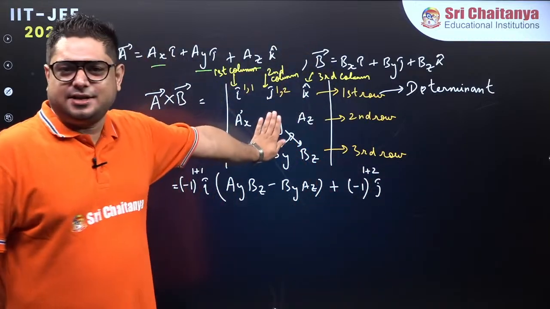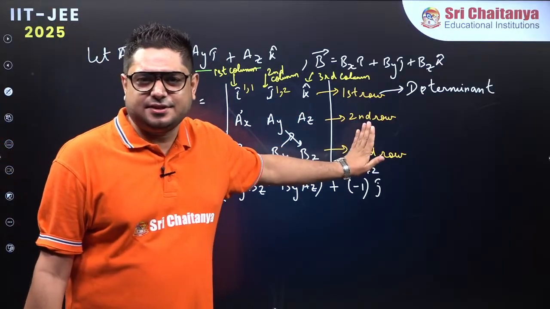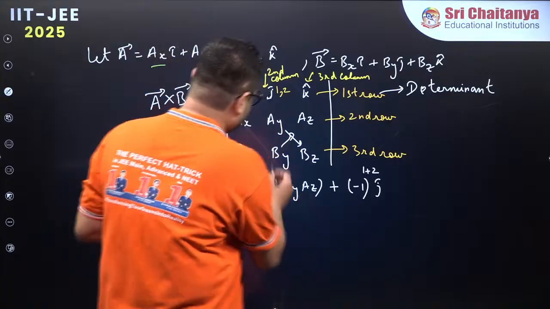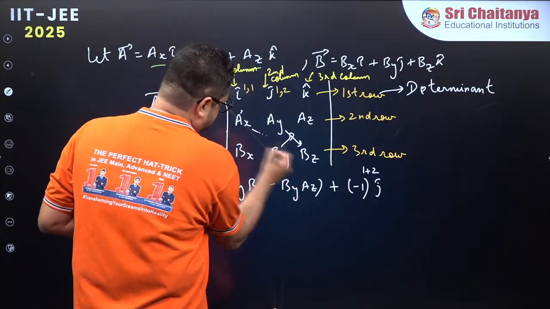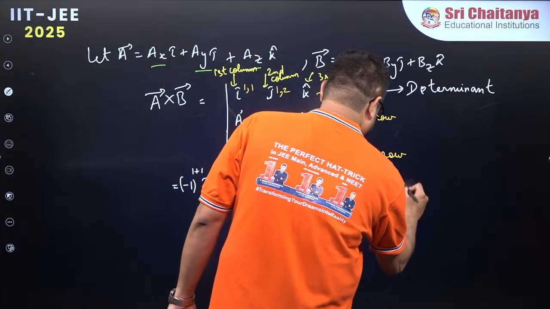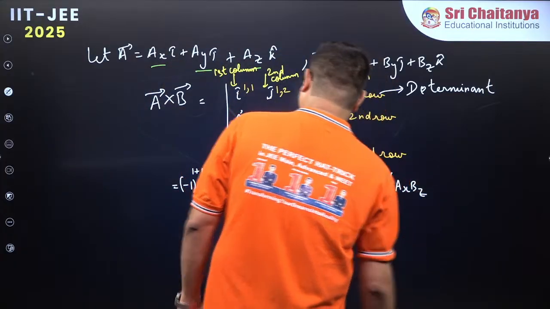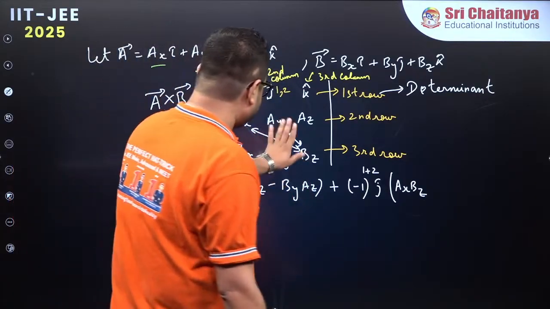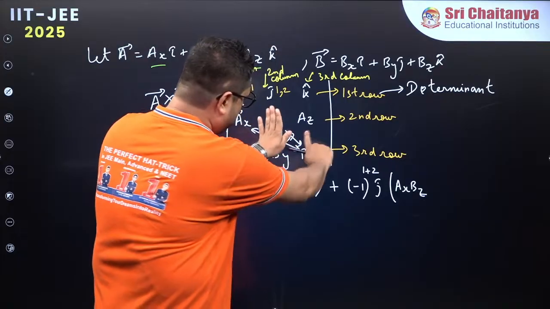Now hide the elements which are beneath j cap over here, like this. So what are we having? We are having the diagonal elements needs to be chosen, right? ax into bz. So I will write it down like this: ax into bz, minus of what? bx into az.